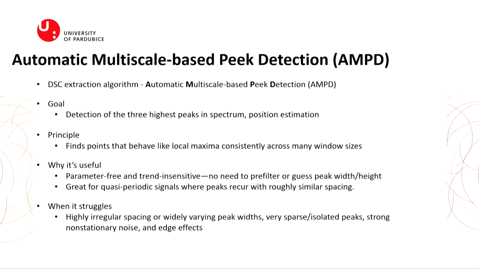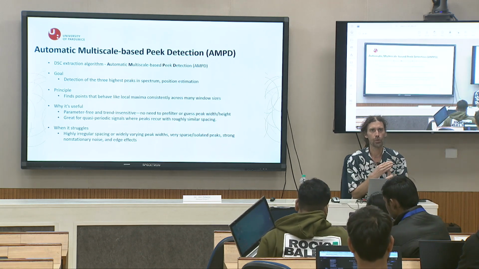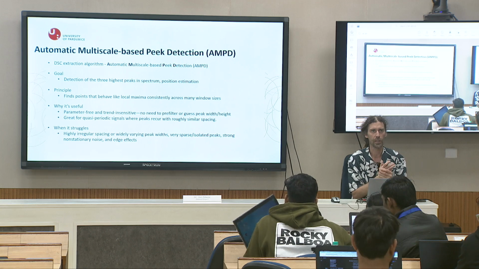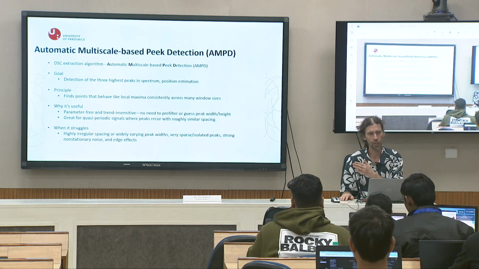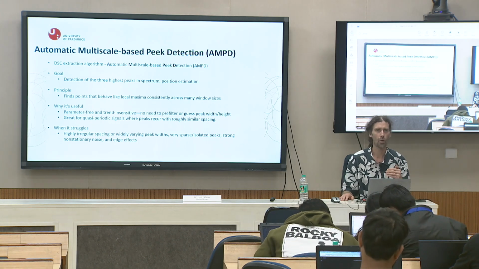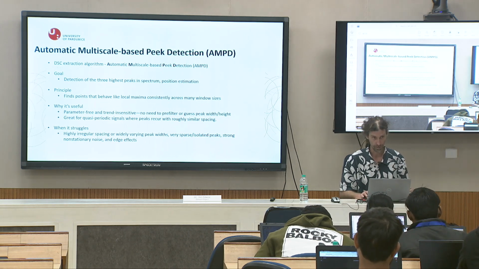This algorithm struggles when signals are not periodic or quasi-periodic, or have irregular spacing or widely varying peak width. But it is not our case, because it is a sine wave, and the amplitude or the DSC components change only with changes of rotation of wind turbines. But this is not such a quick process. So for our case, this algorithm was a really good one.